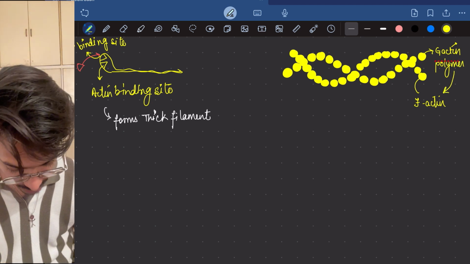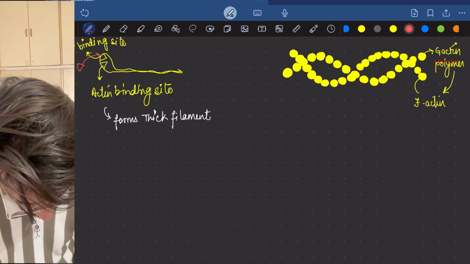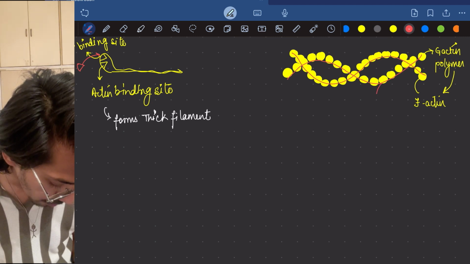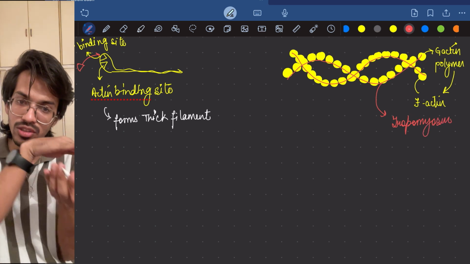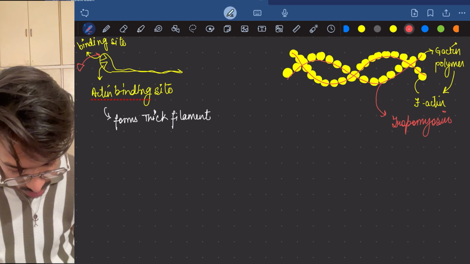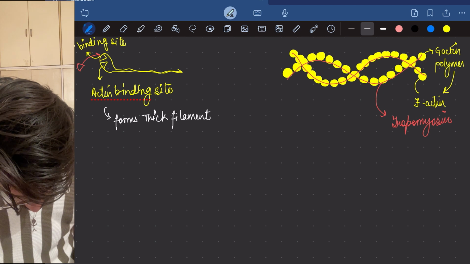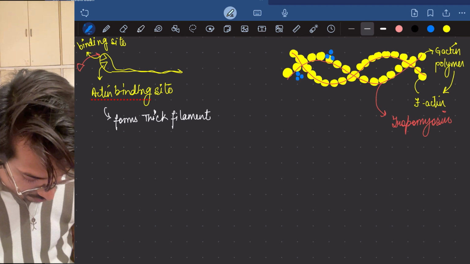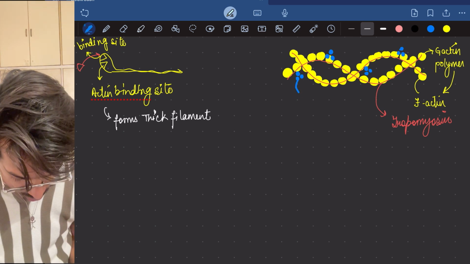Whereas there are other proteins. Not just this is present in the thin filament. There is the presence of tropomyosin. This tropomyosin is also double and is helically present around there. On the top of this, there is the presence of troponin, which is a structure consisting of 3 proteins. This is your troponin.